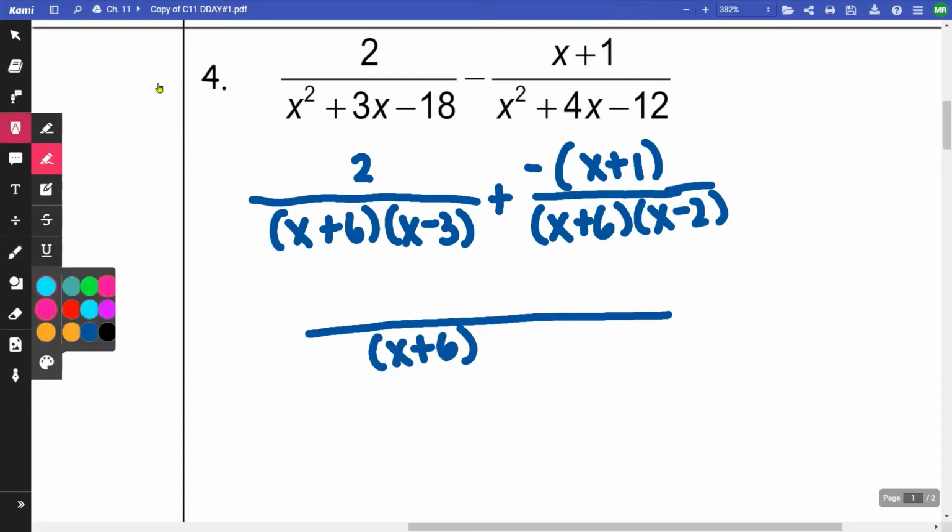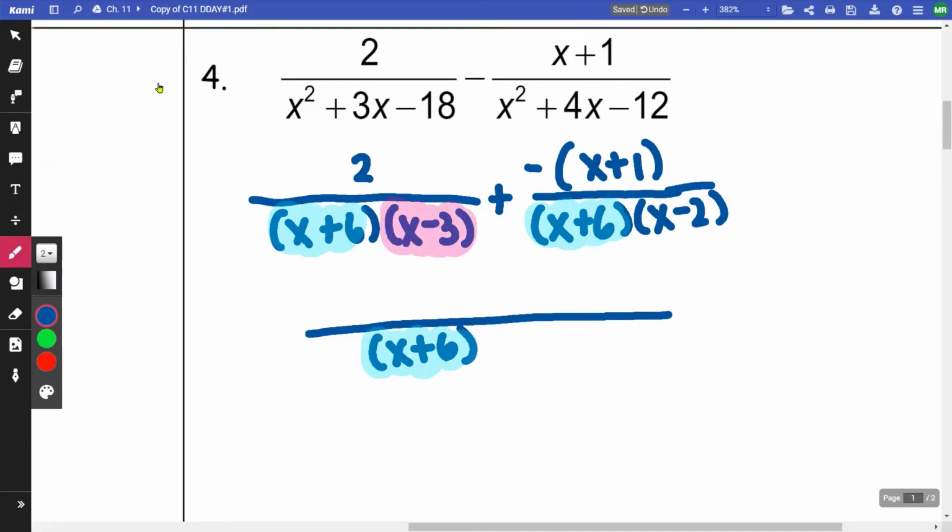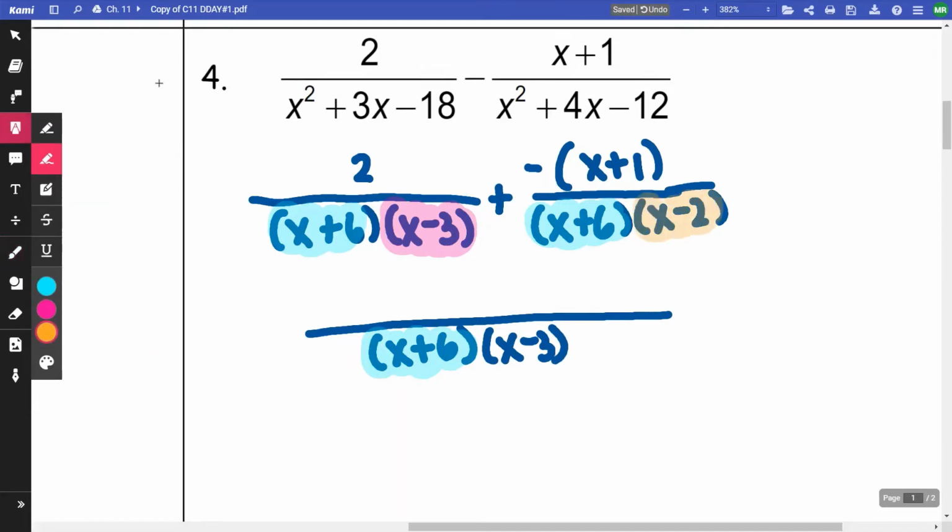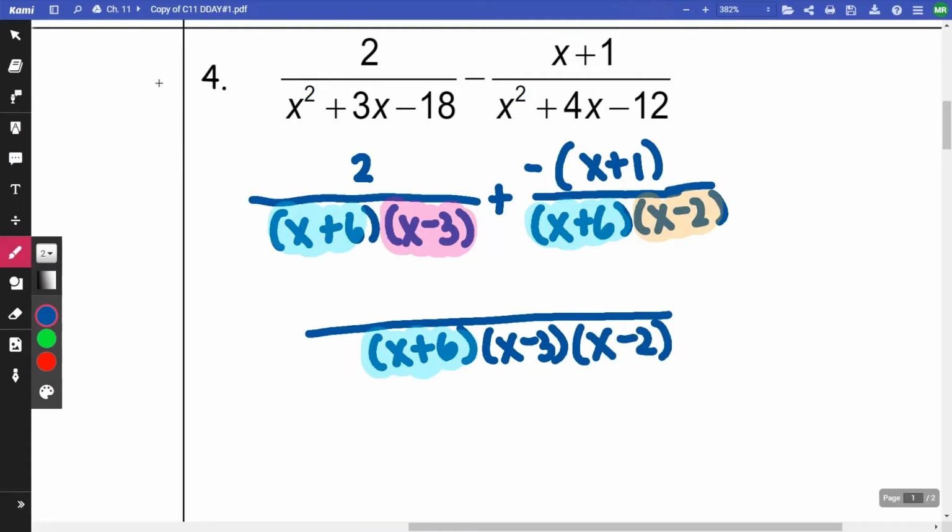Okay, so right now, this and this are covered by this. I also am going to need an x -3, so I'm going to put x -3 here. I'm also going to need an x -2, so I need to put an x -2 here. And so now I'm covered. That x -3 is covered here, and that x -2 is covered here. Okay, that's going to be my common denominator.